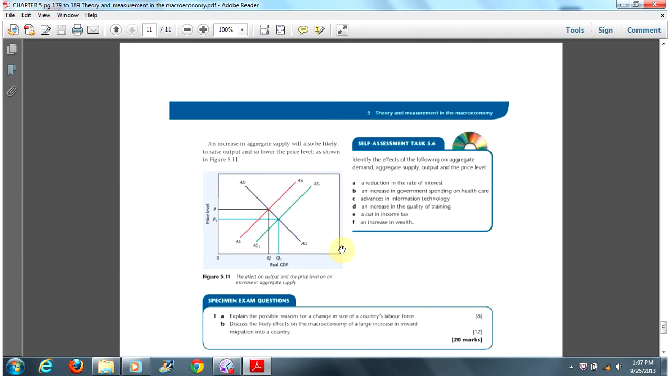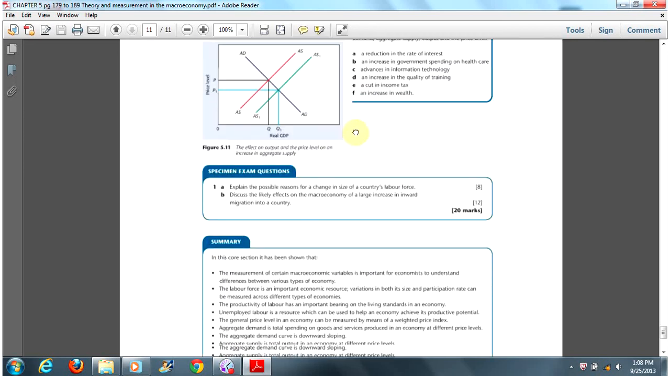Self-assessment task 5.6. Identify the effects of the following on aggregate demand, aggregate supply, output, and the price level. A. A reduction in the rate of interest. B. An increase in government spending on healthcare. C. Advances in information technology. D. Increases in the quality of training. E. A cut in income tax. F. An increase in wealth.